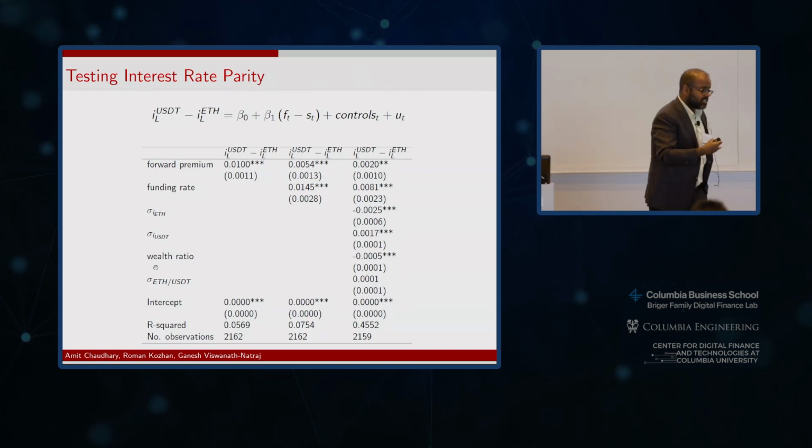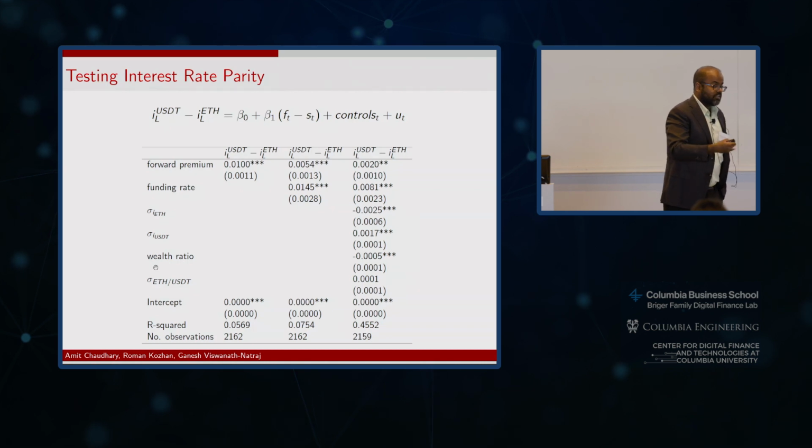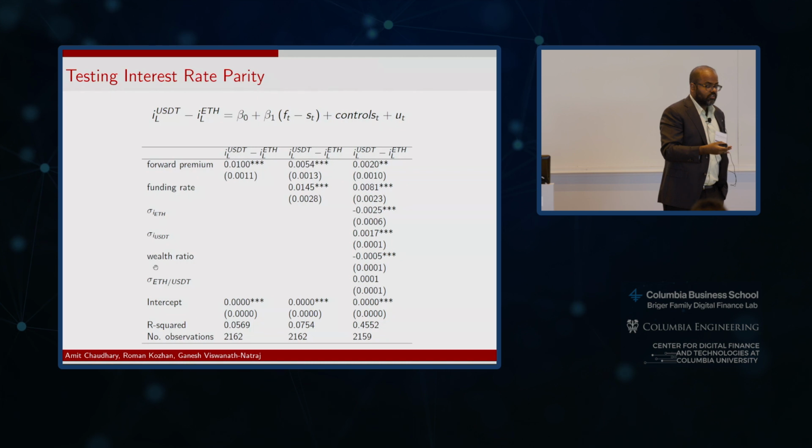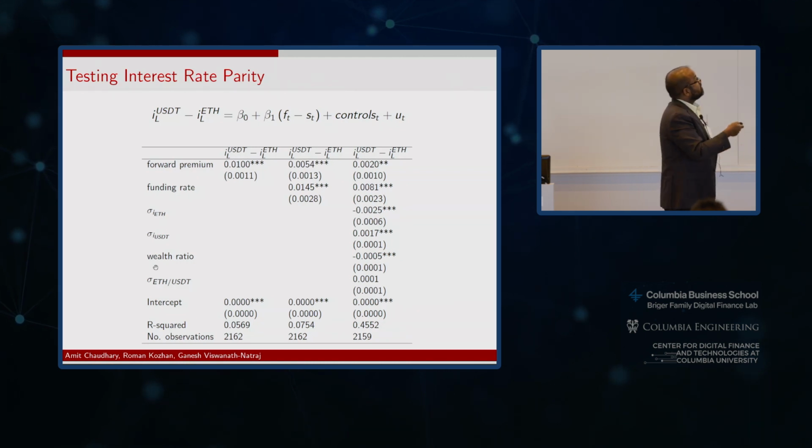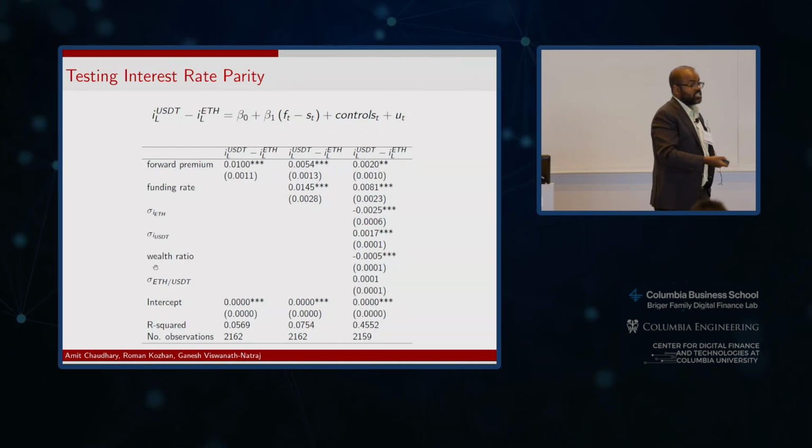And so this is basically showing that there is integration, but economically it's weak, right? If we expected full integration, it should be 1, but in fact, it's much less. So that suggests that there is weak integration between these markets.